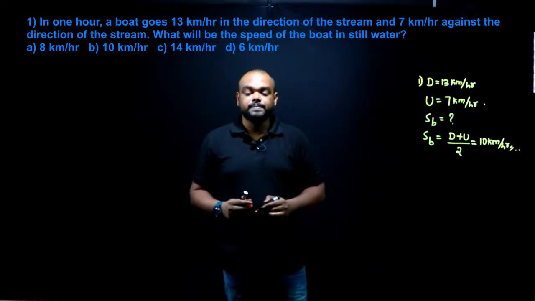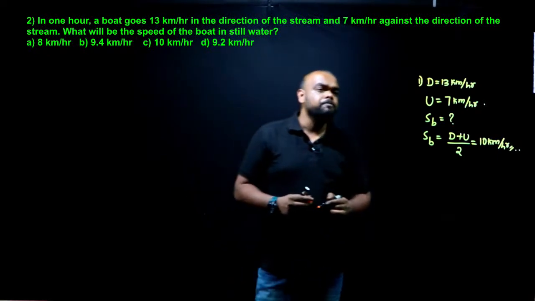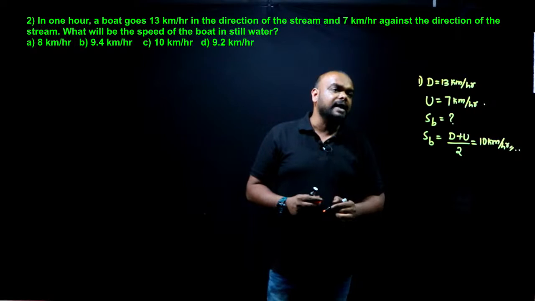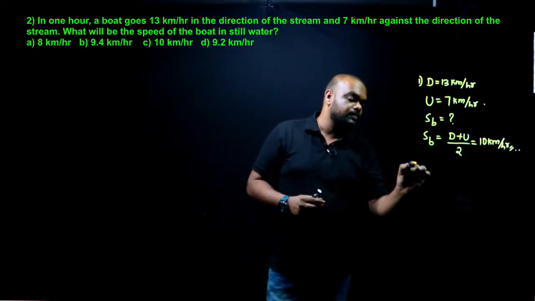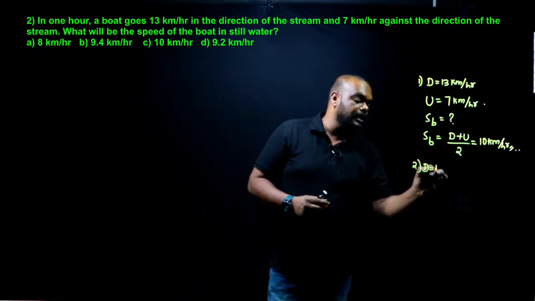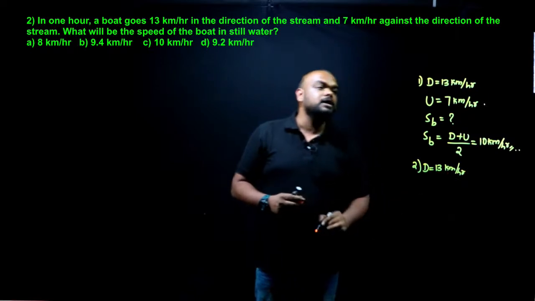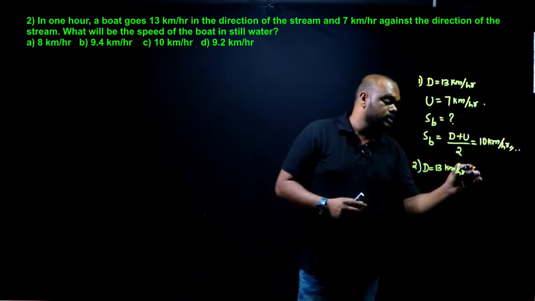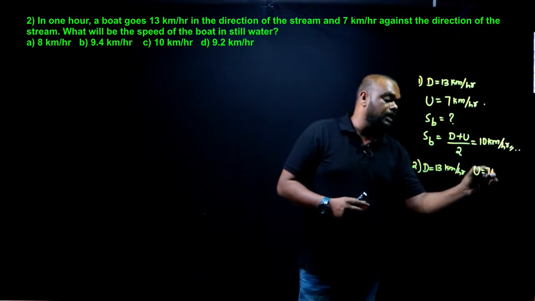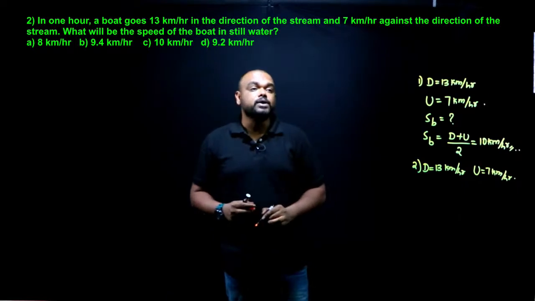Second question, please. What do we have here? In an hour, a boat goes 13 km per hour in direction of the stream. Same data it is. D value, that is 13 km per hour downstream speed. And 7 km per hour against the direction of the stream, so that is upstream speed, 7 km per hour. Now what is he asking in the question? What will be the speed of the boat in still water?